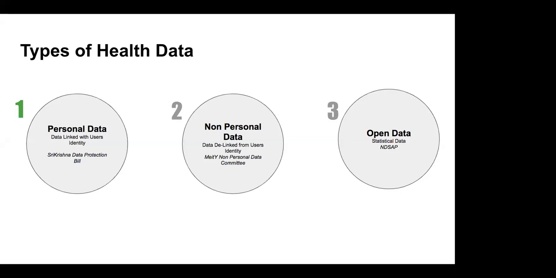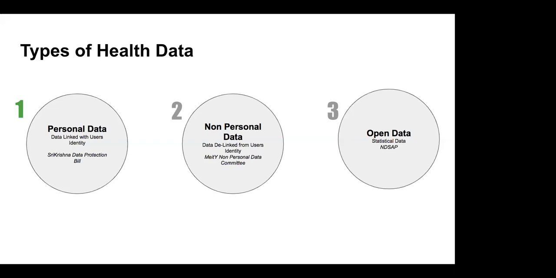And then a bucket of that, which is really high level statistics, aggregate information, is already covered under India's National Data Sharing and Accessibility Policy. And it constitutes what's more commonly known as open data, right? So far, what we've covered only addresses sharing of personal health records linked with the user's identity with their consent.